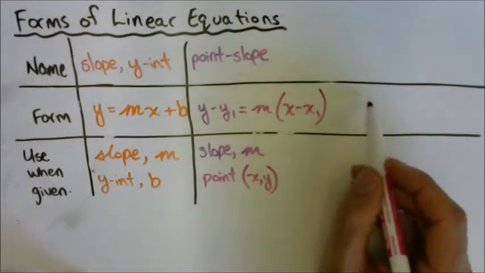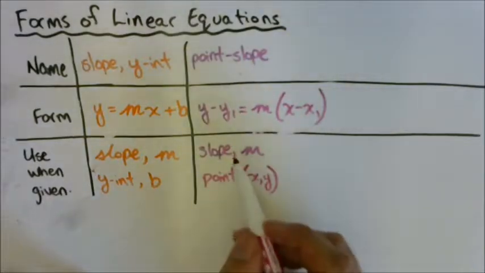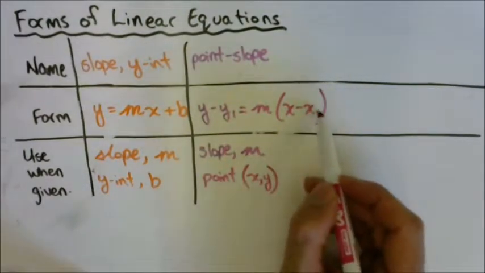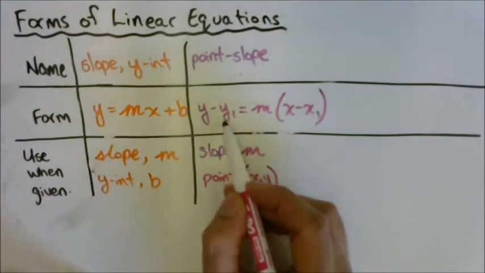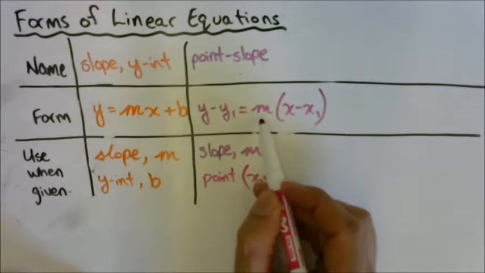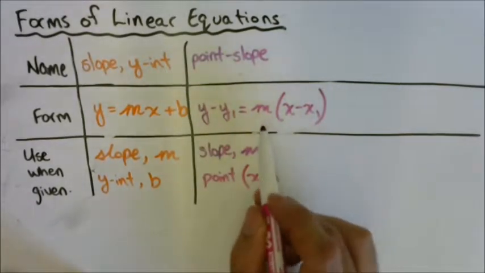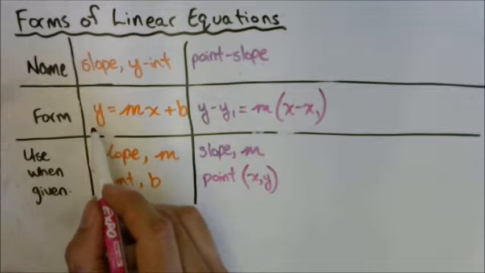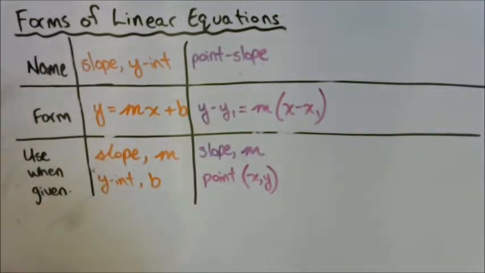But look, we don't have a y-intercept out here. So this form is very helpful. We just sub the x value of our point in for x1, sub the y value of the given point in for y1, sub in our slope, do some algebra, and when we rearrange it, we'll actually end up with this form, y equals mx plus b, if we've done our algebra correctly.